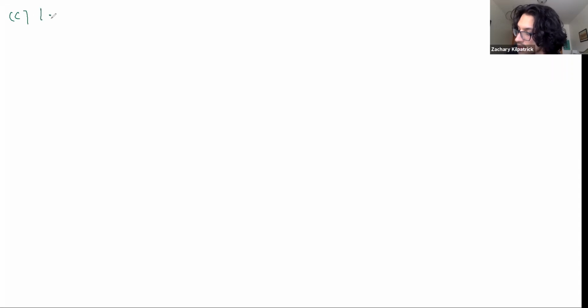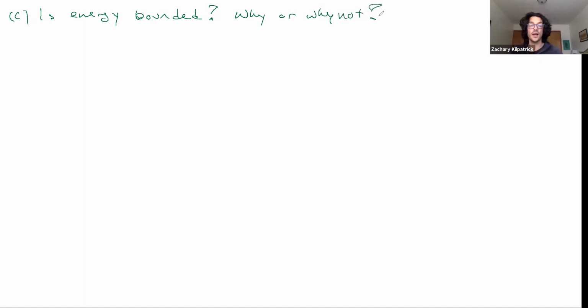I'll just talk through the first one pretty quick, right? So part C of this problem is: is the energy bounded, okay? And the question is why or why not, okay? And within the problem, I gave out some trig identities in order to solve, well, in order to compute these integrals.